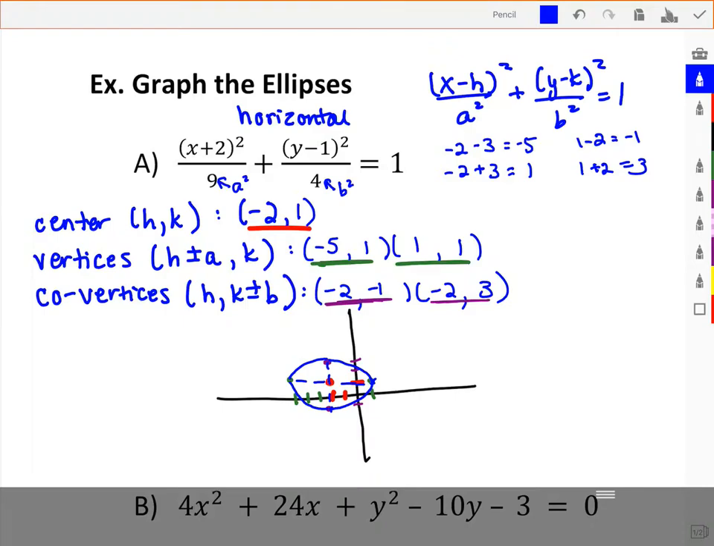And there's what's called a focus, which we'll get to later, but those are just right inside towards the center, the same distance from your vertices. Okay, so that's our ellipse.